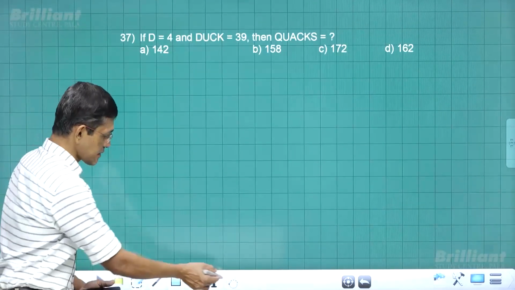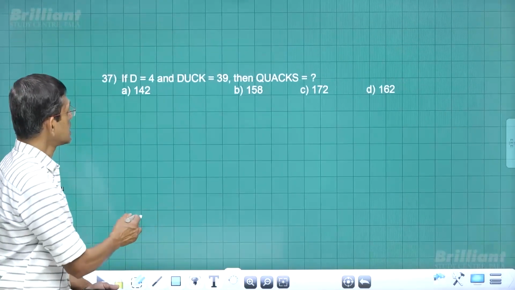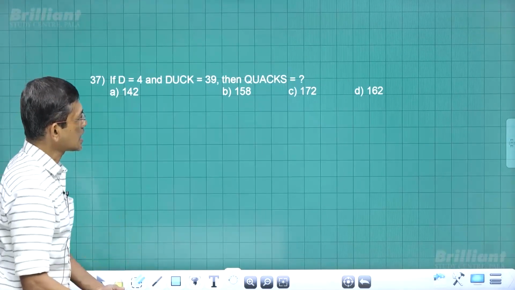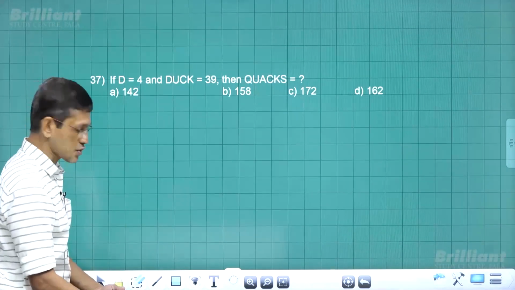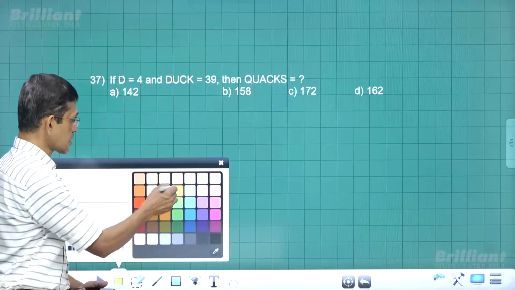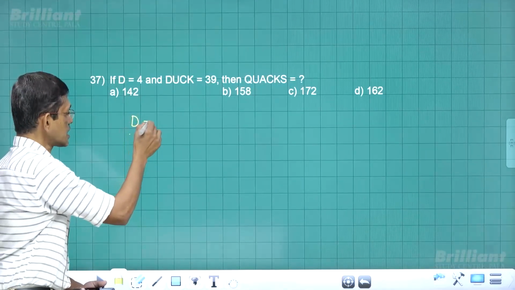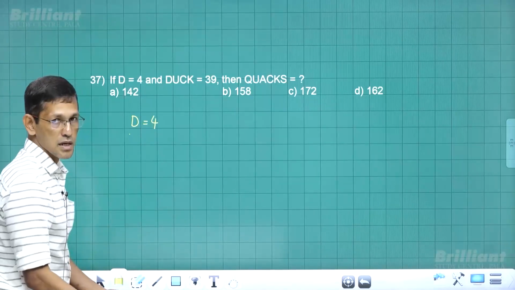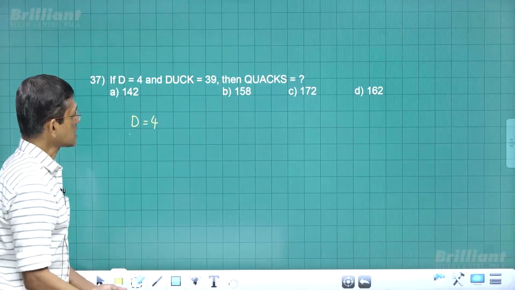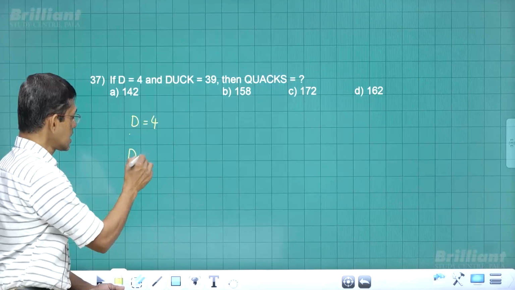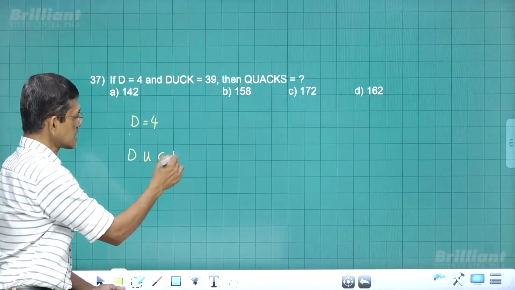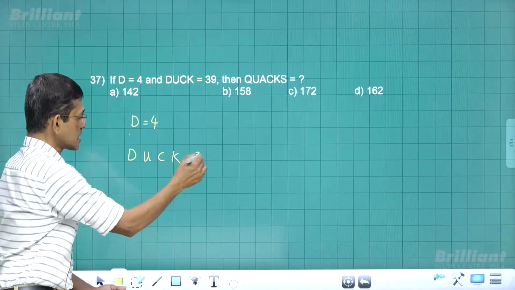Now 37. D is 4, duck is 39, then quacks. So what is the code for it? It's a coding-decoding type of question. D is 4, which is the position value of D. So duck is 39. How come D-U-C-K is 39?